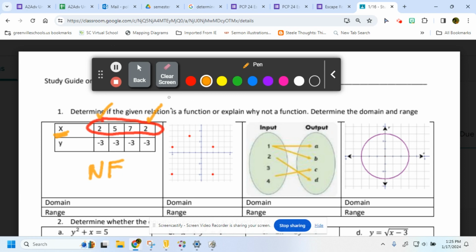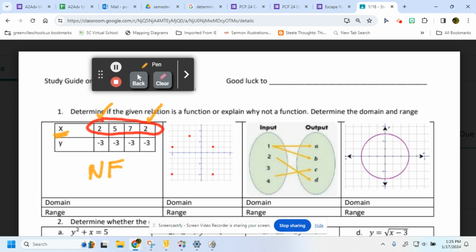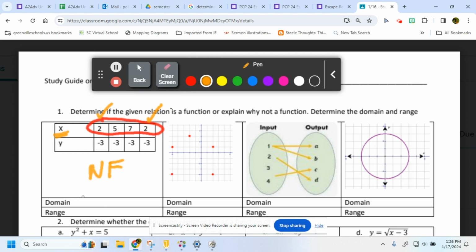For you to write your domain and range, you make sure that you write it from least to greatest. Since there are two twos, you write it only once, 5 and 7. While for your range, there's all negative 3, negative 3, negative 3. So write it negative 3 there.